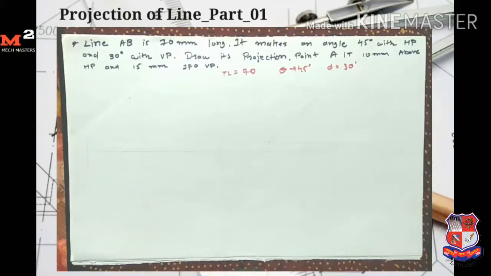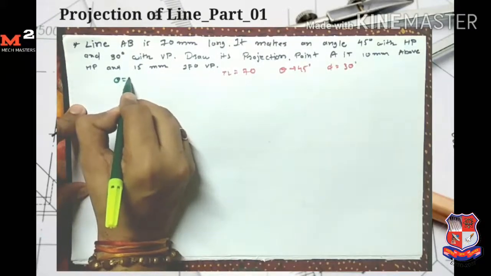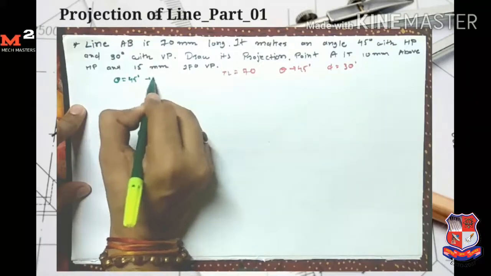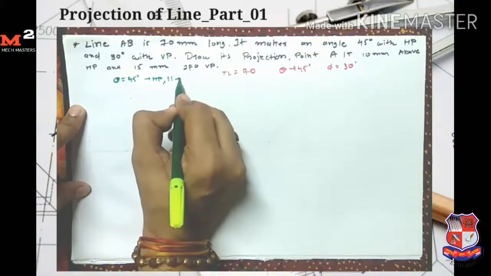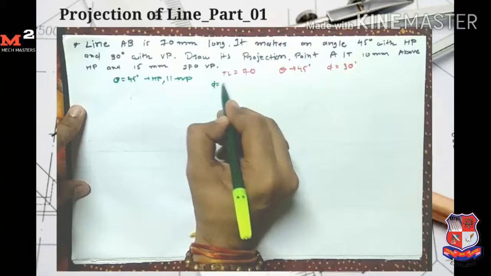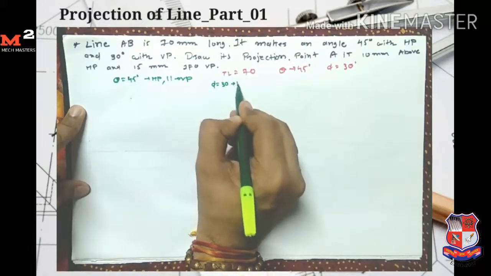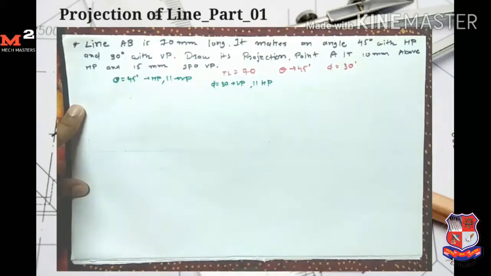Now, for better understanding of this problem, first I divide it into two parts. In the first part, the line makes an angle of 45 degrees with HP and is parallel to VP. In the second case, the line makes an angle phi equal to 30 degrees with the vertical plane and is parallel to HP, which we already learned in the earlier two cases. Let's first draw the first case.